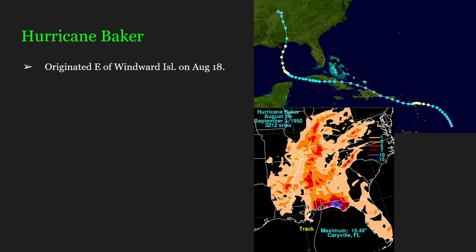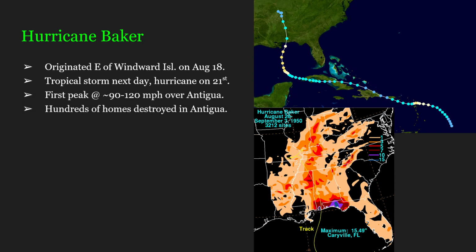Our first storm here is going to be Hurricane Baker. Baker first originated east of the Windward Islands, starting back on August 18th. Baker would become a tropical storm just the next day, and then a hurricane on August 21st. Baker would reach its first peak anywhere from 90 to 120 miles per hour.